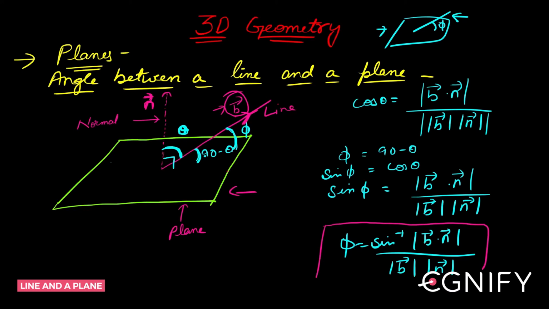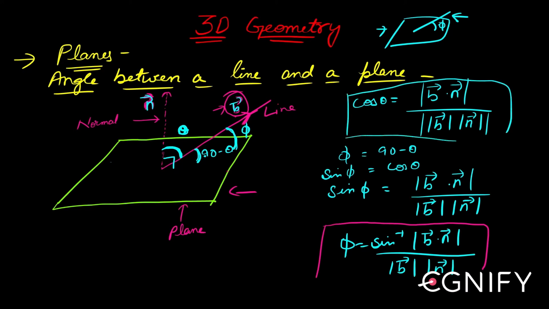So how do you get this? These are two vectors. One vector is n bar, the other vector is v bar. How do you find the angle between them? You use the cos theta formula. So I've done that. Now your phi is 90 minus theta.